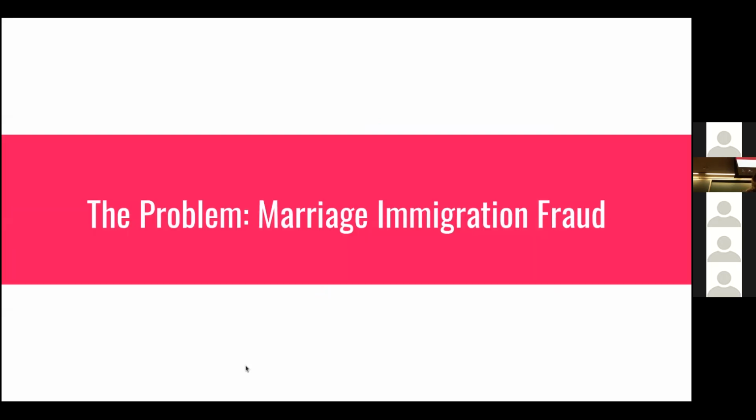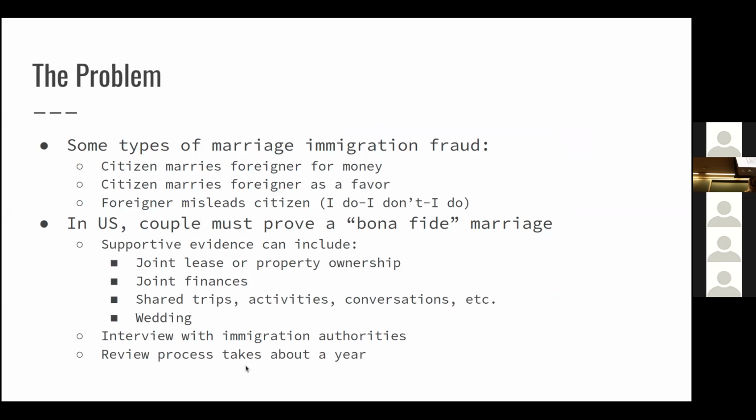So the second problem we'll be talking about is marriage-based immigration fraud. Some different types of immigration fraud for marriages are when a citizen marries a foreigner for money, a citizen marries a foreigner as a favor, like they're a friend and they don't want them to have to leave the country, or a foreigner misleads a citizen.